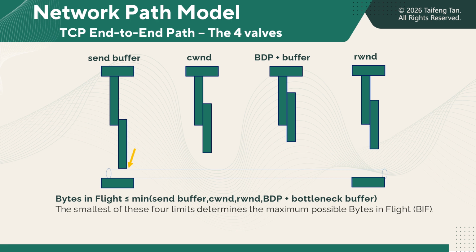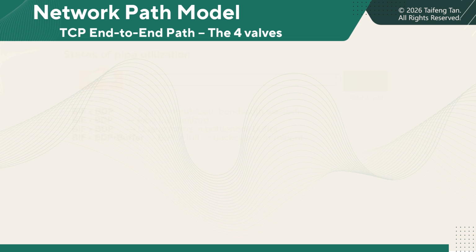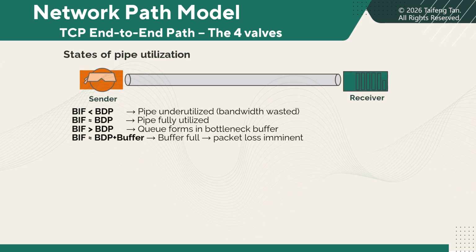We can now understand pipe utilization using two critical watermarks, BDP and BDP plus buffer size. When bytes in flight is less than BDP, the pipe isn't fully utilized. When it equals BDP, the pipe is full. When it exceeds BDP, additional packets accumulate in the bottleneck buffer, forming a queue. Bytes in flight can keep growing until it reaches approximately BDP plus bottleneck buffer. At that point, further packets will likely be dropped.